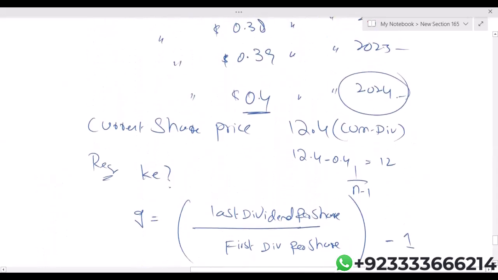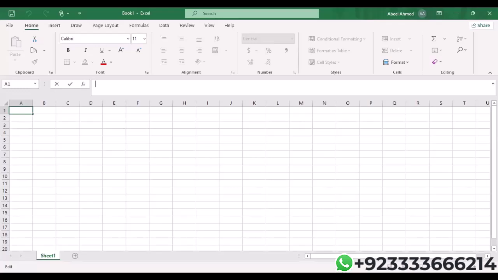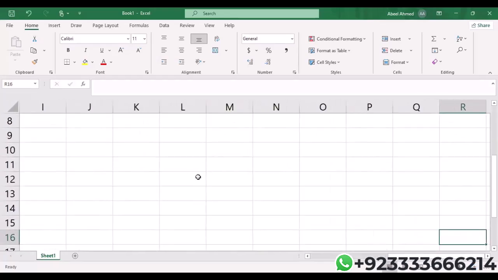Let me bring the Excel sheet here. Let me share this as well. Okay, I hope everyone can see this Excel sheet. That's great. Everyone can see this spreadsheet, Excel sheet, yes or no? Please quickly reply so that there shouldn't be any problem. Okay, great. We know the data, so I'm just going for the answer.